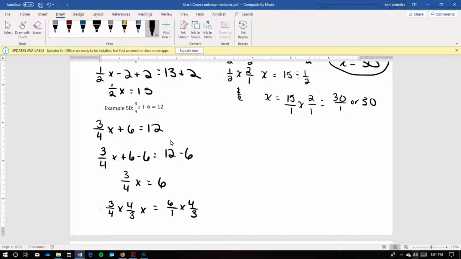Okay, and I'm just going to cancel right here. This 3 is going to cancel with this 3, this 4 is going to cancel with this 4, leaving me just with x. On the other side, I'm going to have 24 over 3, which 3 goes into 24 8 times. Let's go ahead and check that one.